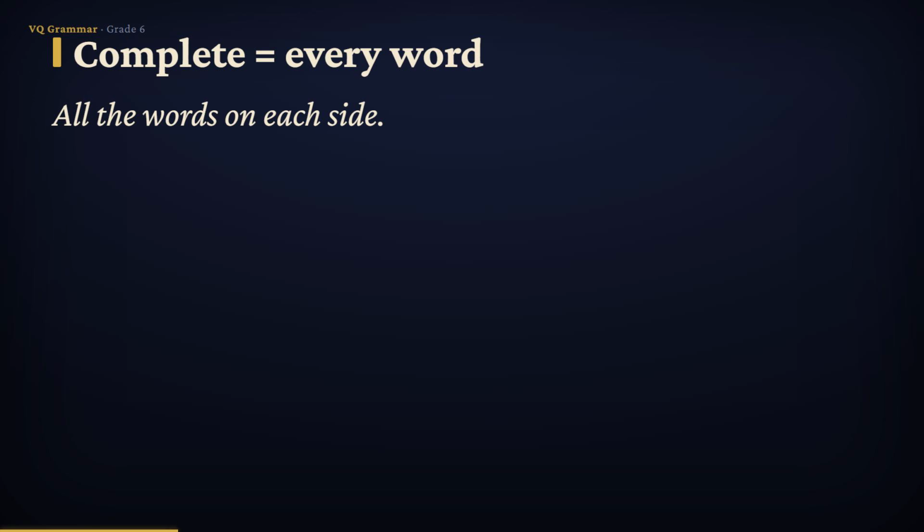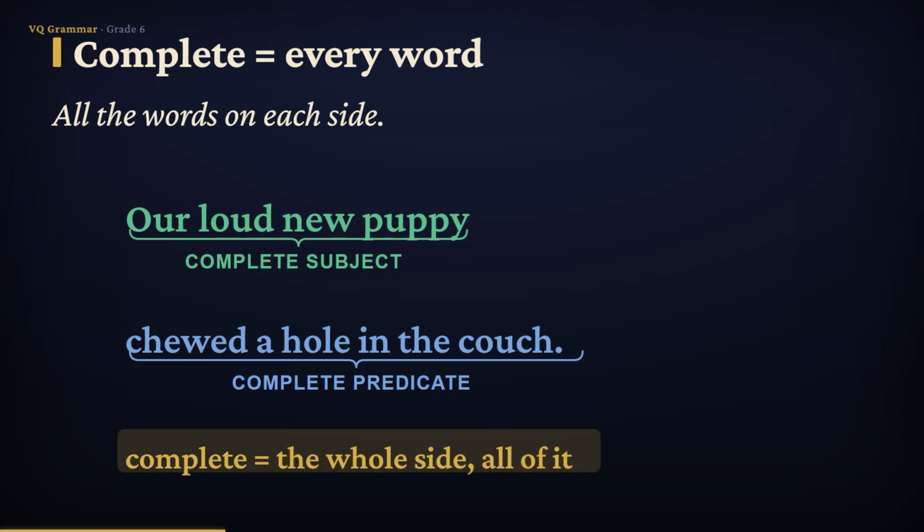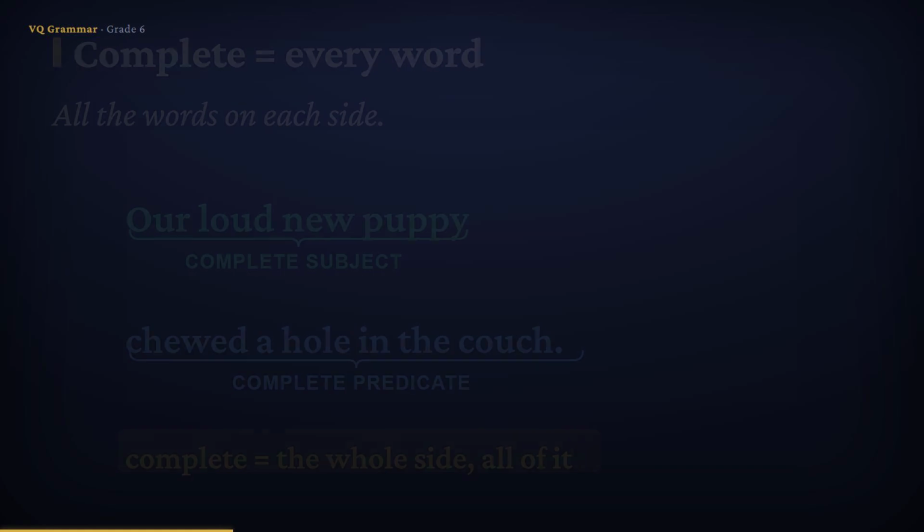When we mean every single word in the subject part, we call it the complete subject. Look here. Our loud new puppy chewed a hole in the couch. The complete subject is all four words, our loud new puppy. And the complete predicate is every word in the other part, chewed a hole in the couch. So complete just means the whole side, from the very first word to the very last.